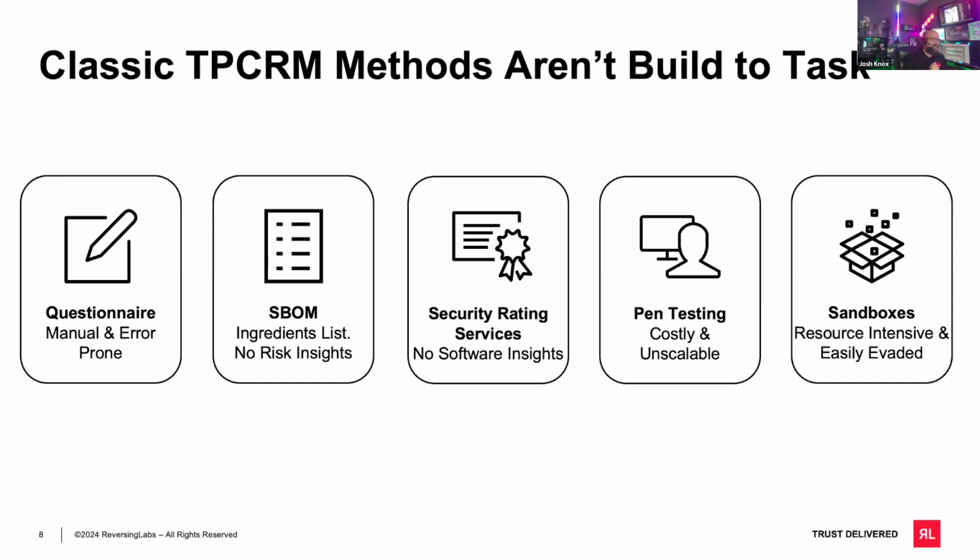And as you can see here, well, that's manual. It's prone to error. It's point in time. Who knows how old the answers are in that questionnaire? Who knows that the person even answering the questionnaire really knows the real answers? That's another problem. The vendor may provide an SBOM, and SBOMs are great, but SBOMs are just an ingredient list.